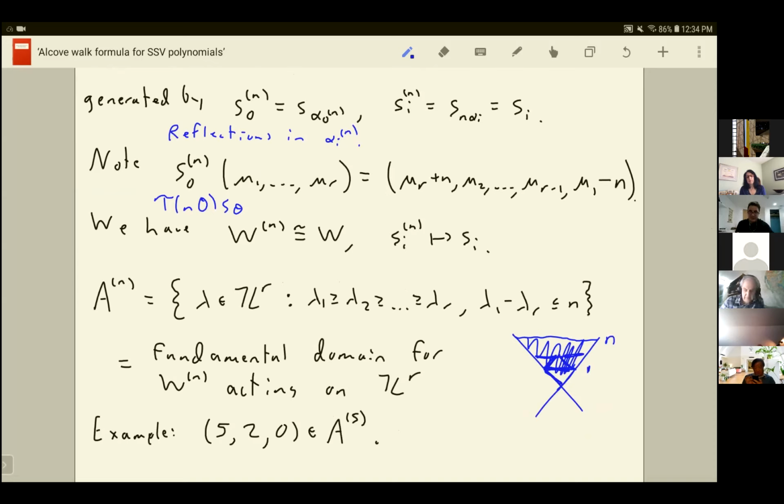As an example, if we look at A5 with n equal to 5, this fundamental domain for the action is significantly larger. For example, 520 is in here. So it's not so trivial as just a bunch of zeros and then some ones. There are a lot of elements of this fundamental domain, although they'll turn out to have easy SSV polynomials still.